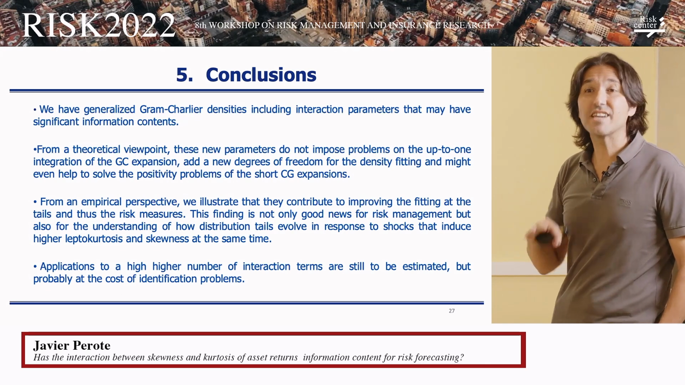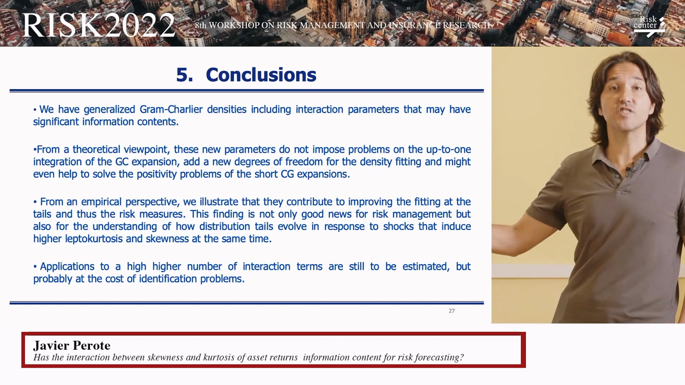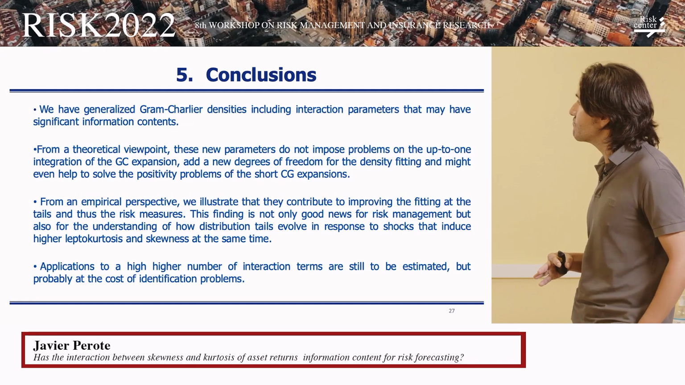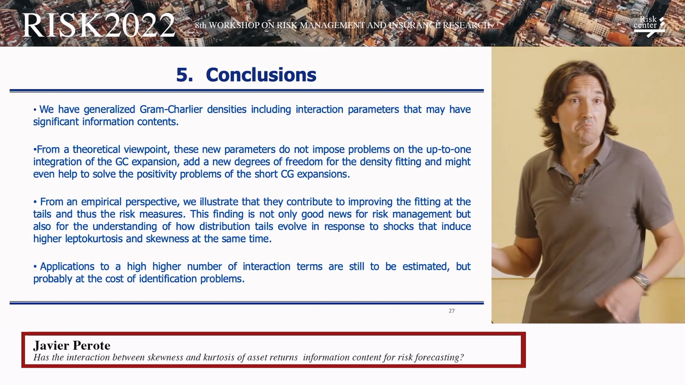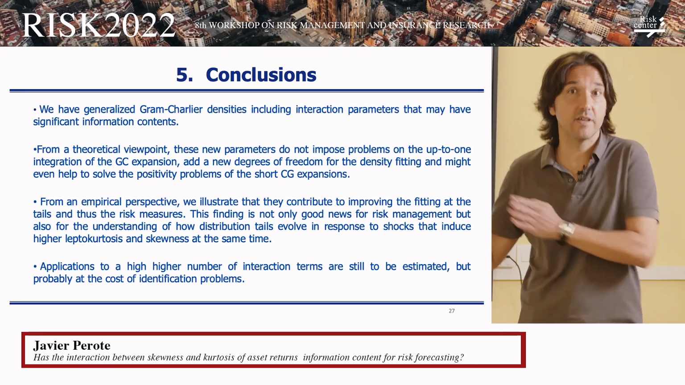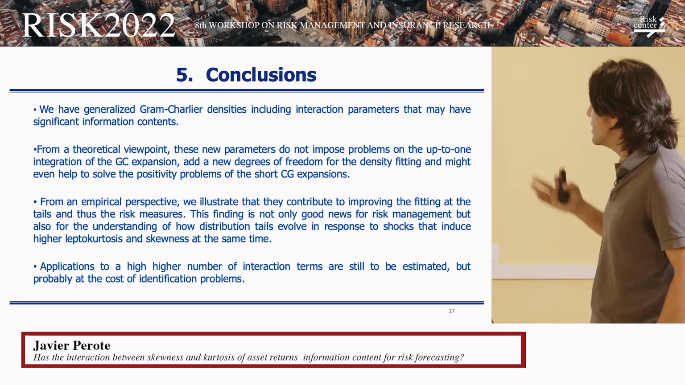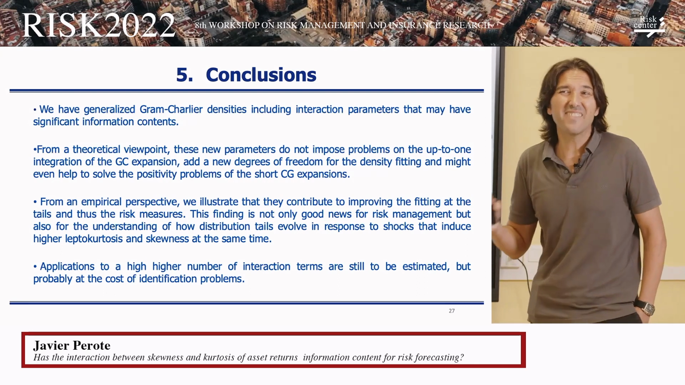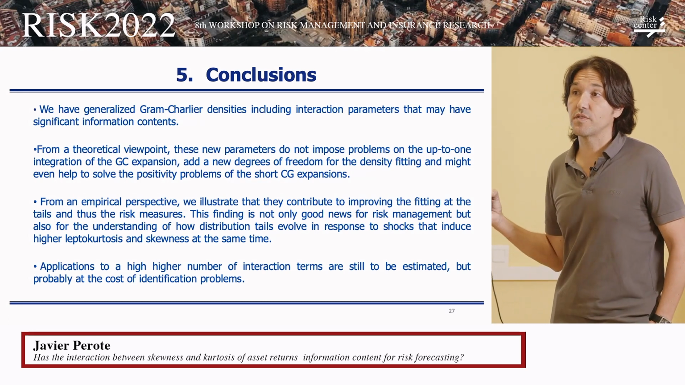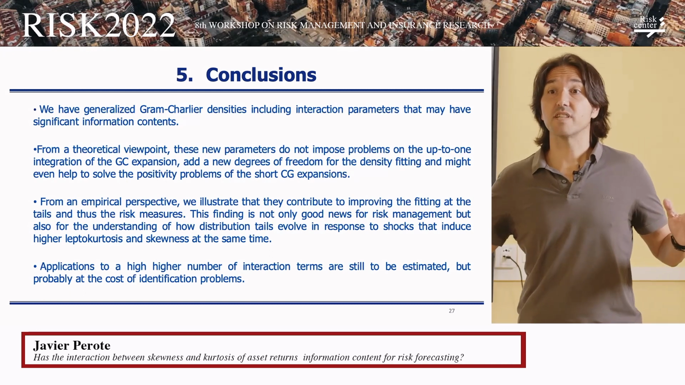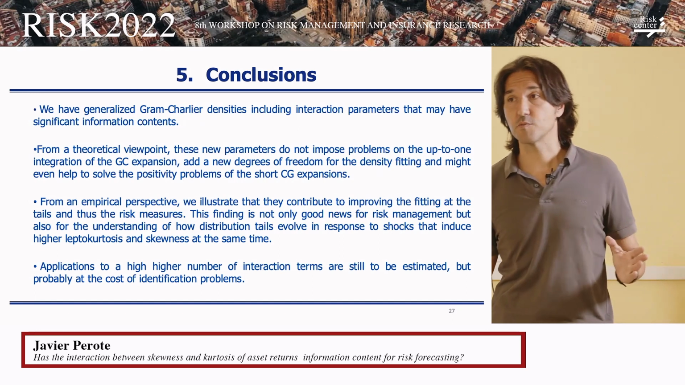In this paper, we generalize the Gram-Charlier distribution by introducing interaction terms for the first time in the literature. From a theoretical viewpoint, this new distribution does not have any problem different from the usual Gram-Charlier expansion, since it integrates to one, and we argue it may even solve some of the positivity problems of this distribution, just because there is a recent result that by adding more parameters to the distribution, the range in which this distribution is positive is wider.